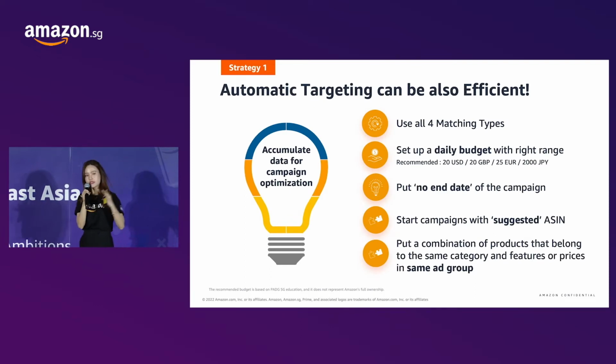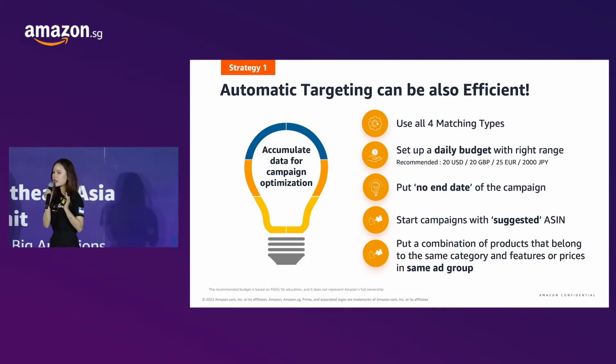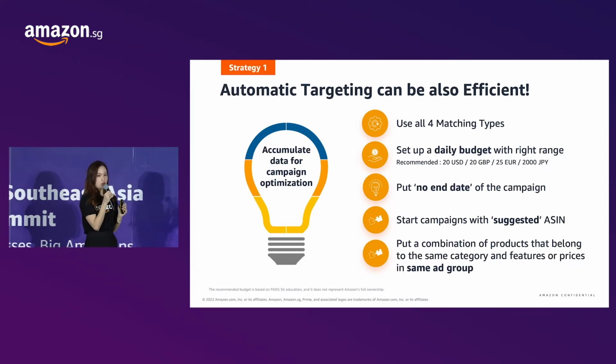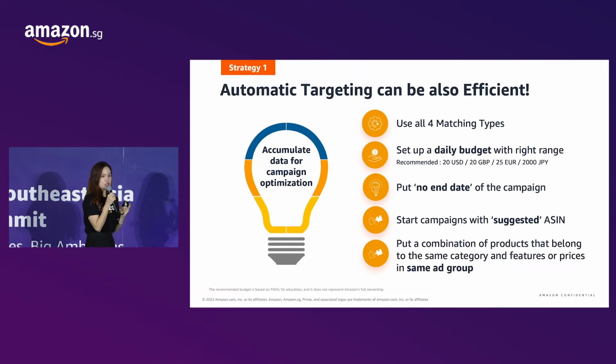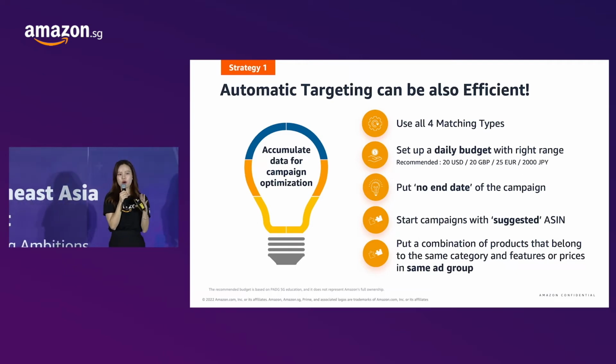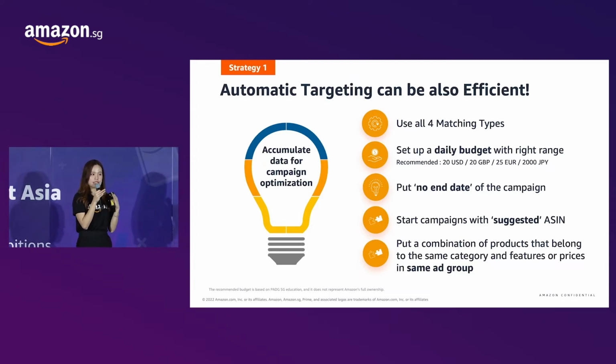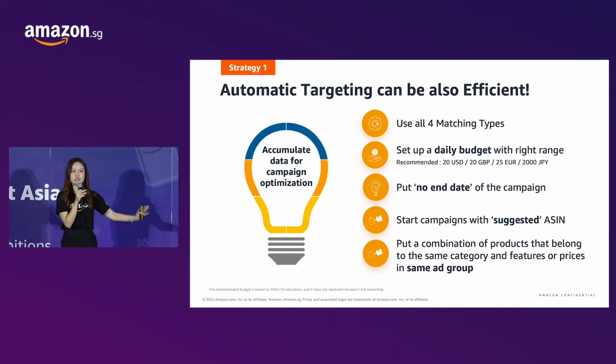Alrighty, so in a quick summary on automated targeting, there are 5 steps you have to really remember to make a successful automated targeting launch. First of all, in automatic, there are 4 matching types. Already in default, it's taken as 4 different matching types. You don't have to actually revise it. Just go with the 4 matching types and start it.